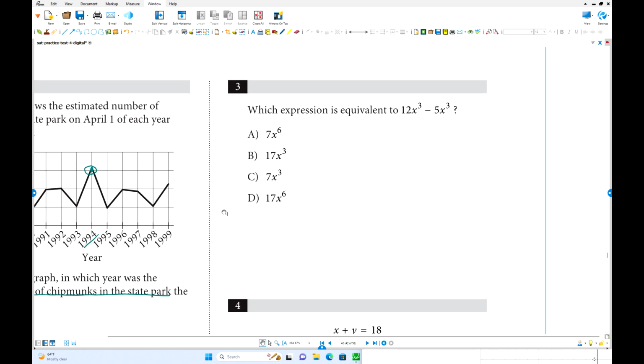Here is number 3, which expression is equivalent? These two terms are like terms. 12 minus 5 is 7x cubed, that is the answer.